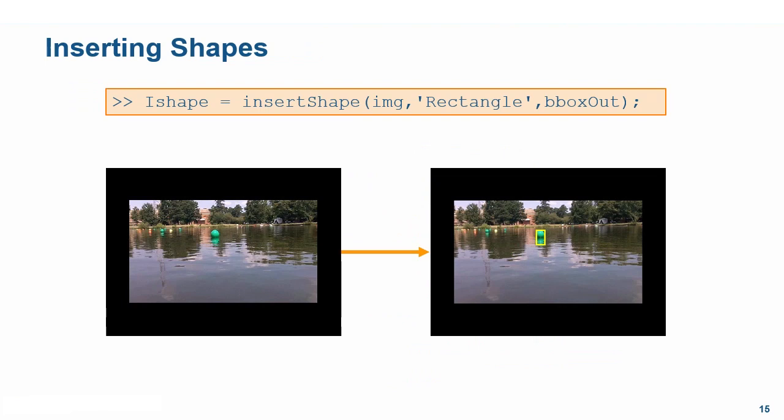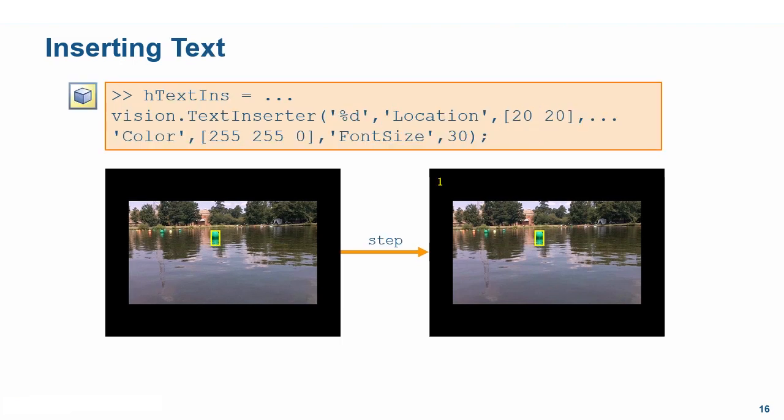To visualize the output of the blob analysis, we annotated the video with shapes. We took the bounding box from the blob analysis and inserted it in the video frame using the insert shape function. We then inserted text that showed how many objects have been detected in the current frame using the text inserter system object.